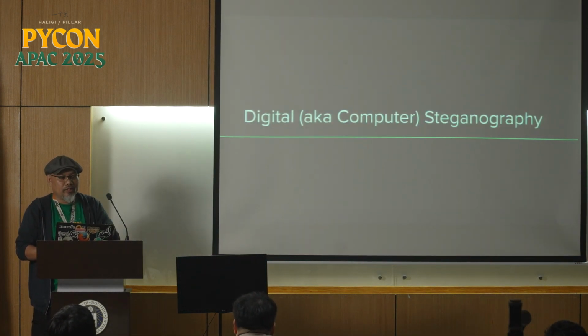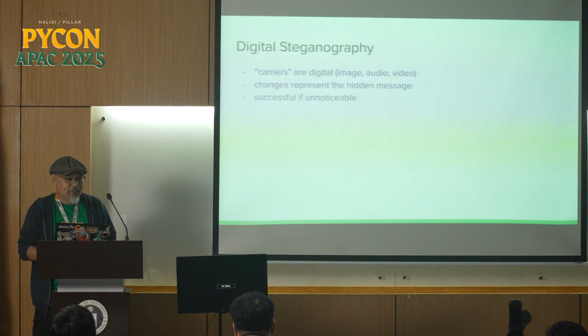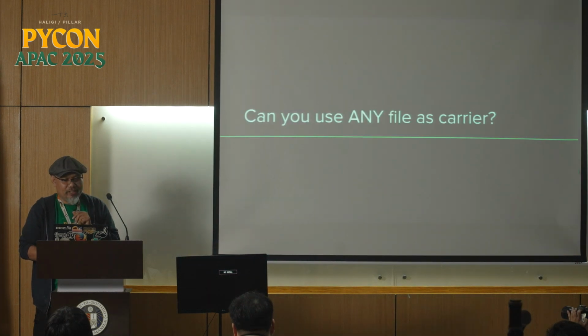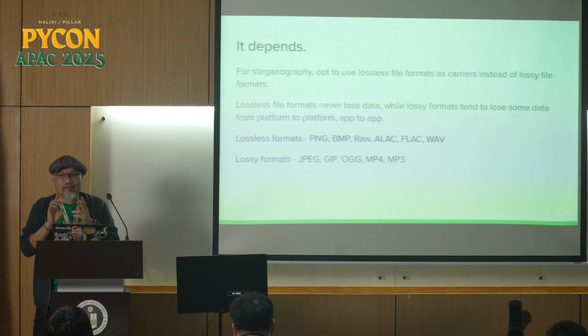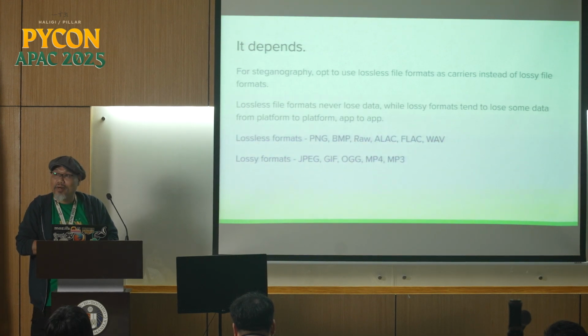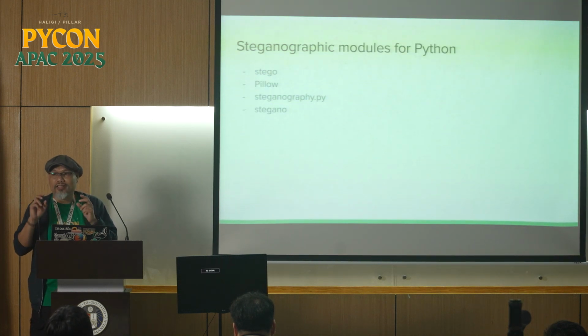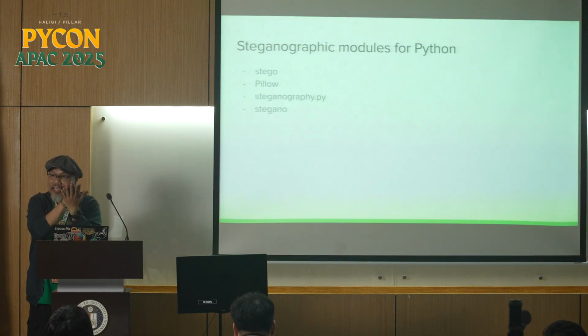Of course, what I'm going to do is digital steganography. We're going to be hiding a message in an image. Can I use any file? It's advised that you use lossless file formats like PNG, BMP, RAW, ALAC, FLAC, and WAV. Meaning, we can hide audio within audio. But my demonstration today is just hiding plain text in an image.